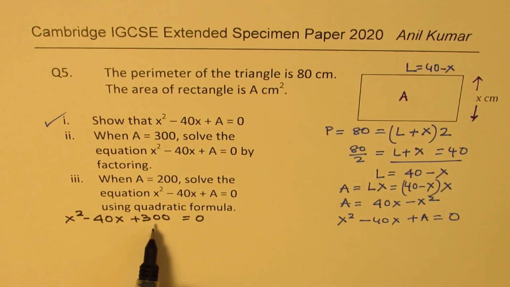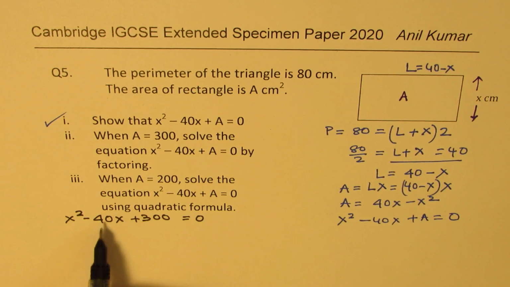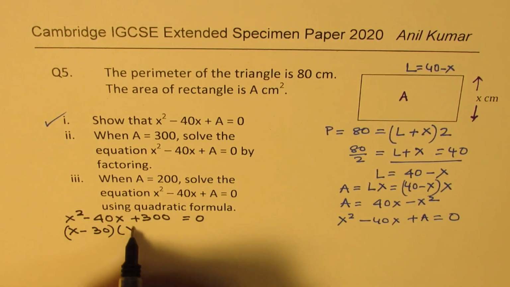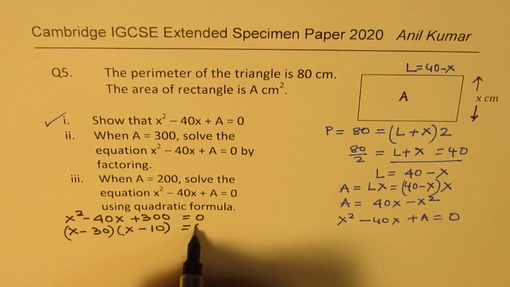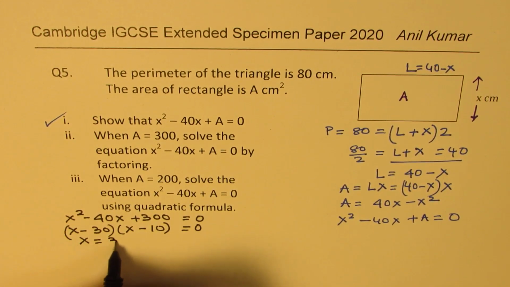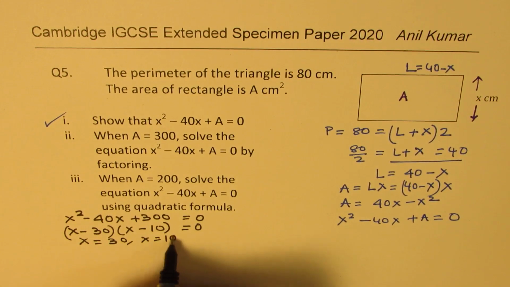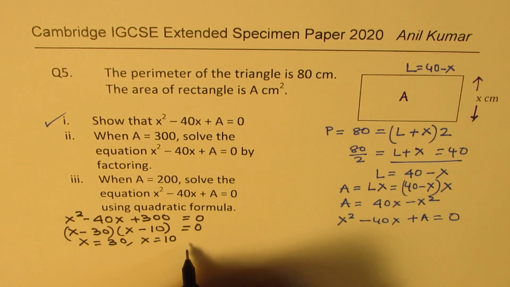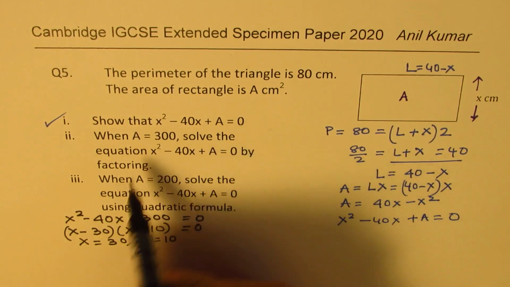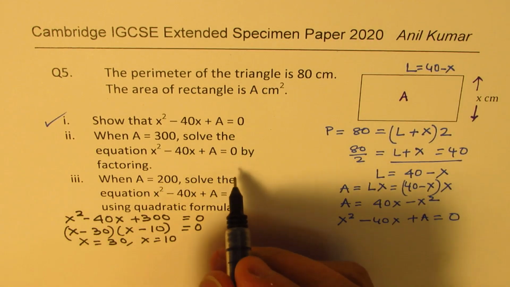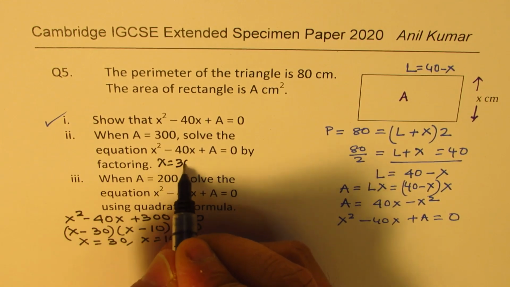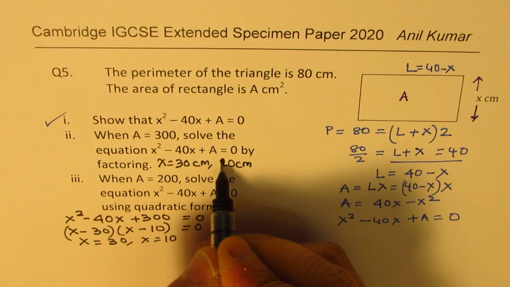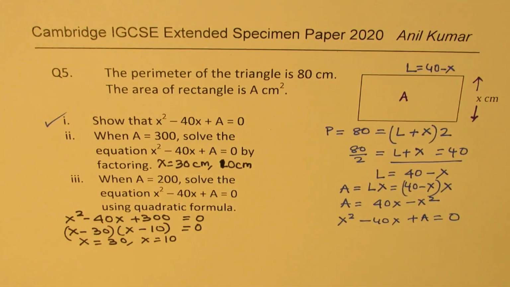To factor, we need sum and product. 30 times 10 will work for us. So we get x minus 30 times x minus 10, that should be equal to 0. So that gives you x equals 30 and x equals 10. So we get two values here. Perfect. The units are in centimeters, so these will also be in centimeters. So when you solve for this, you get x equals 30 centimeters and 10 centimeters, right? So these are the two values.